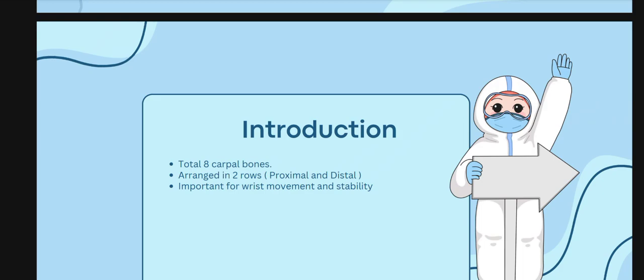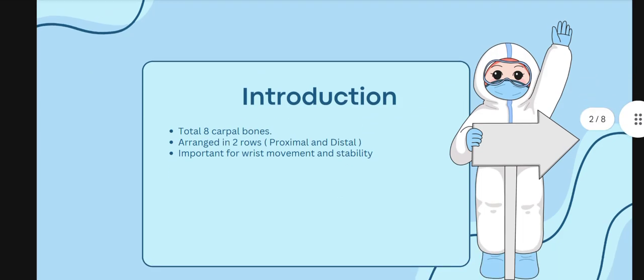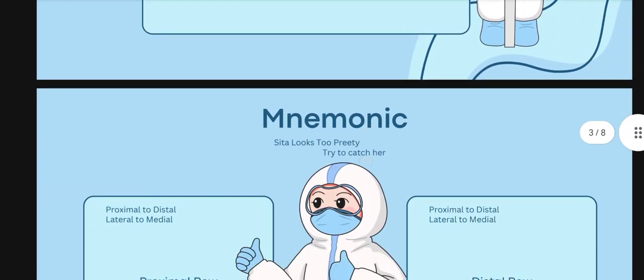So what we have discussed till now: there are a total of 8 carpal bones present in a single hand, and 16 total carpal bones in the human body, which are arranged in two rows. One is proximal and one is distal, and it is important for wrist movement and stability.